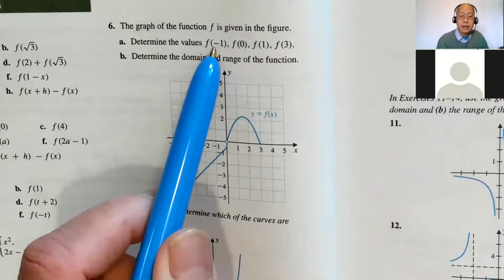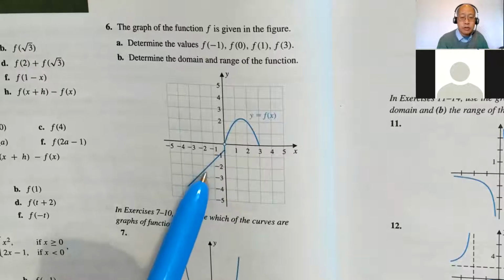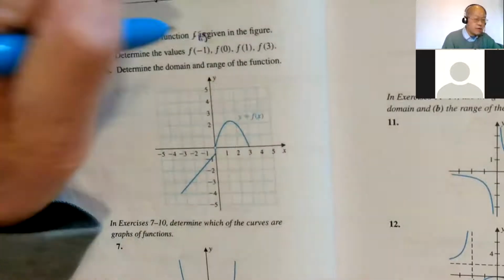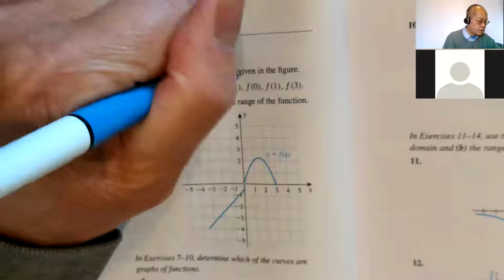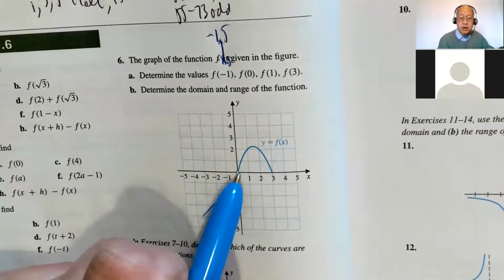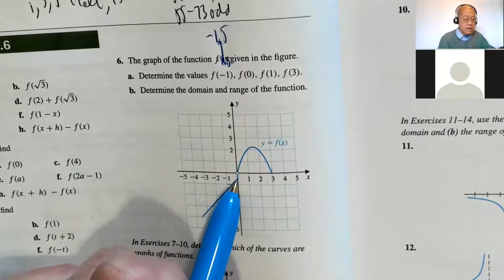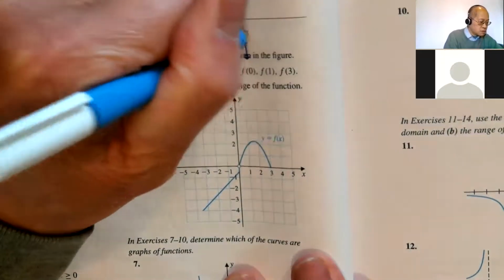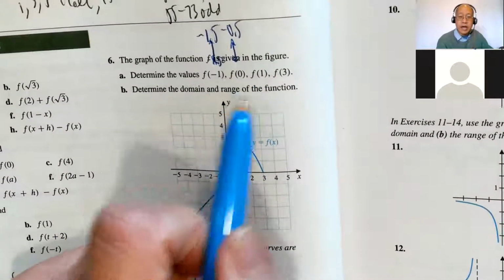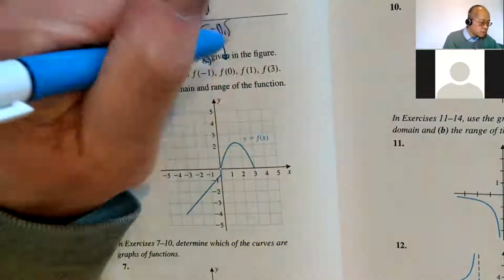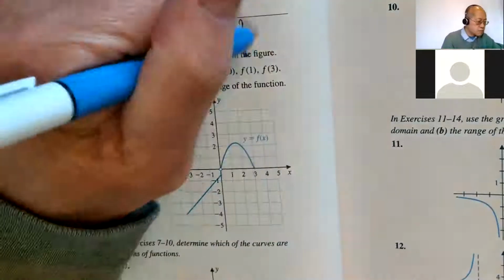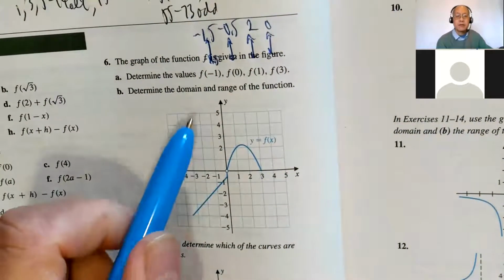All right, so when it says f of blah, blah, blah, it means when x is that value, what is y? So f of -1 means when x is -1, what's y? In this case, it looks like -1.5. It'll go like this, -1.5. F of 0, that's an open circle. I'm going to go to the closed circle right there. That's -0.5. So when x is the number in parentheses, what's y? F of 1, that means x is 1, y is 2. F of 3, 0. Right?